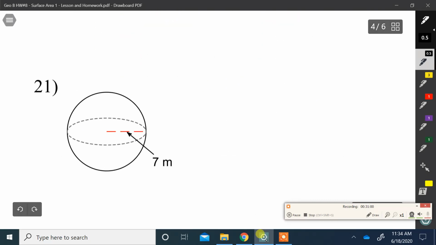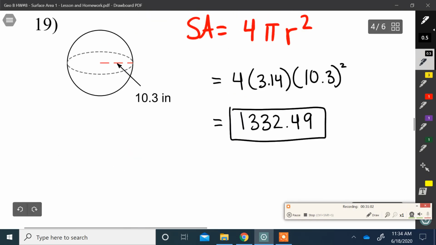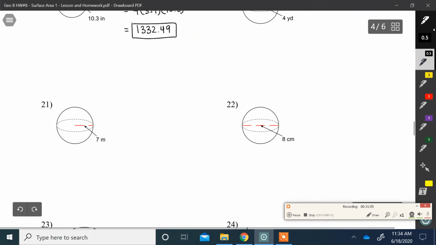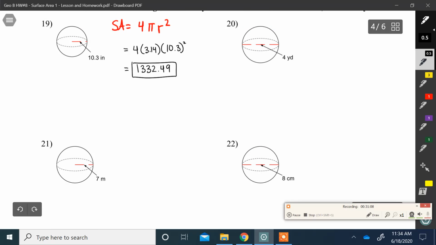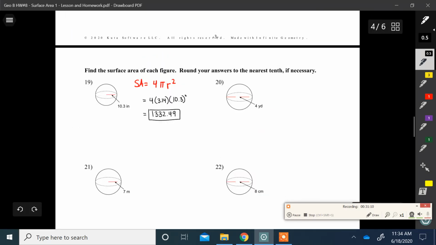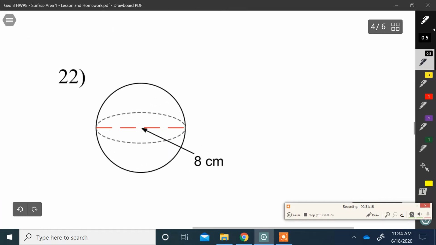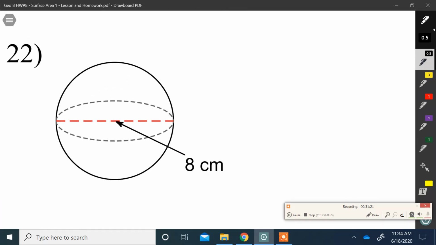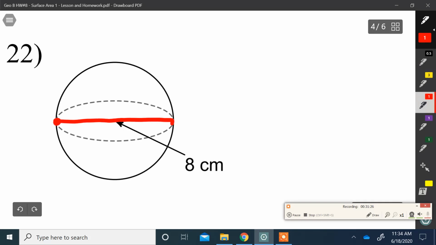Okay, number 19 is similar to 21, so that one is easy. But let me actually talk about number 22, because this right here is showing the whole diameter. So we actually need the radius. Okay, we need the radius.